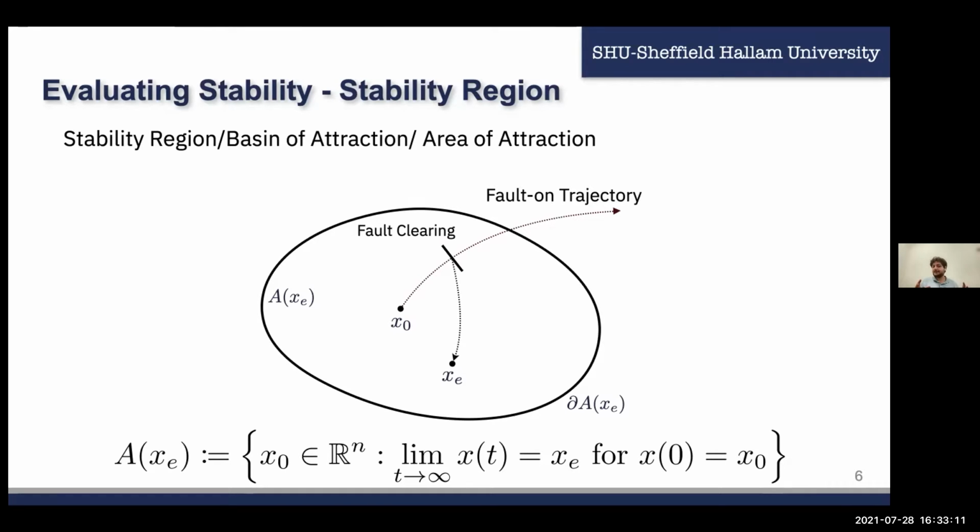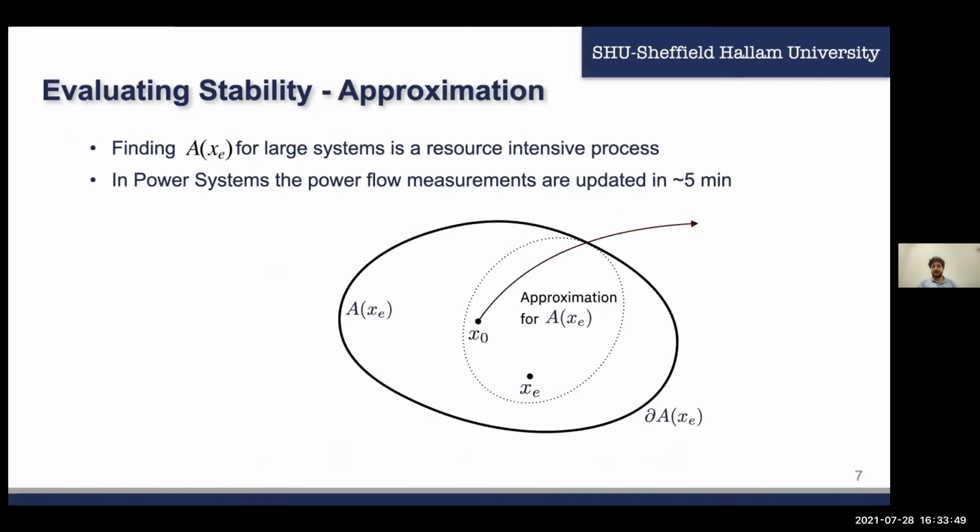If we have the stability region of our post-fault system, the post-disturbance system, and we know the fault-on trajectory, the disturbed trajectory, which has the same meaning, then in particular, we know whether, when the fault is cleared and there is no more disturbance, the state is inside our stability region. If it is, then the post-disturbance system will be stable.